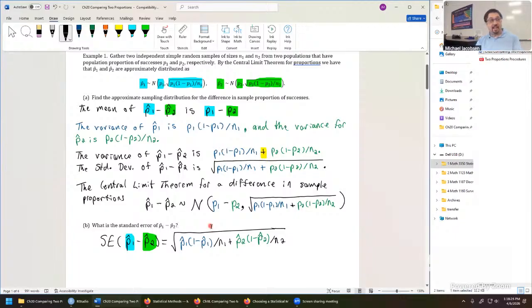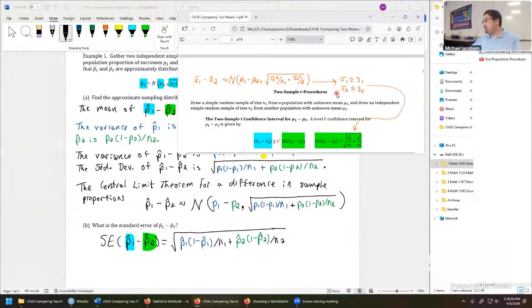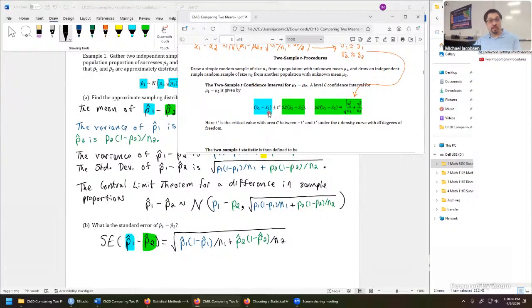But now that we've got the standard error, we can give the full confidence interval for P hat 1 minus P hat 2. Much like over here, once we got the standard error, we want the confidence interval for X bar 1 minus X bar 2. This is all we did. We put in the difference. This estimates the difference mu1 minus mu2.